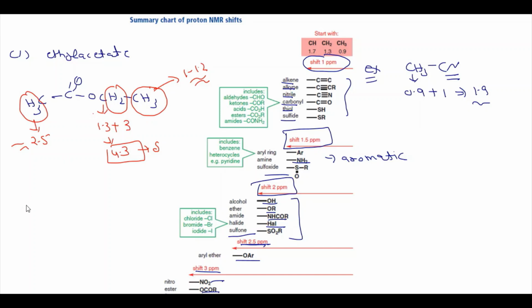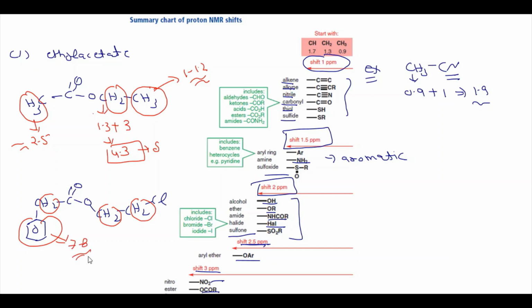Let us take another example to gain your confidence. Suppose we have this type of molecule where we have an aromatic system like this, and CH2, again C double bond O, O, CH2, CH2, Cl. First you have to identify the types of protons: first, second, and third, and finally the fourth, aromatic type. We all know the aromatic value will be 7 to 8 approximately. This will lie in the 7 to 8 region.